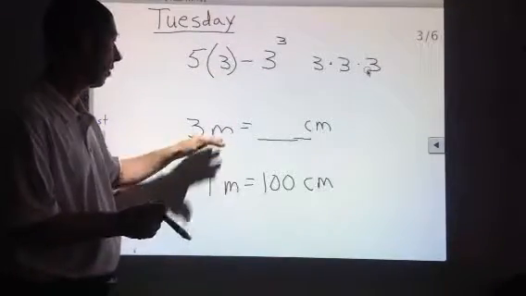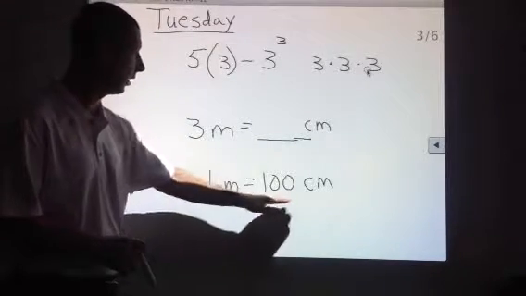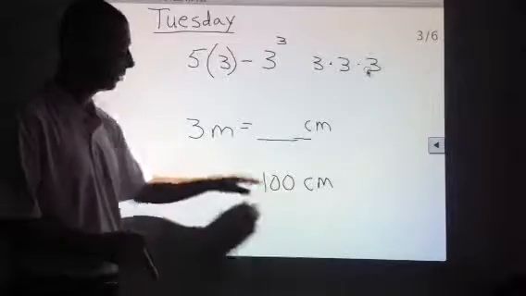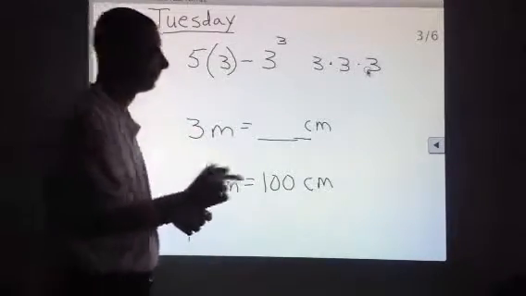So here now another one. You got 3 meters equals how many centimeters? 1 meter is 100 centimeters. So you got 3 of those. I'll leave it at that. You should be able to get it.